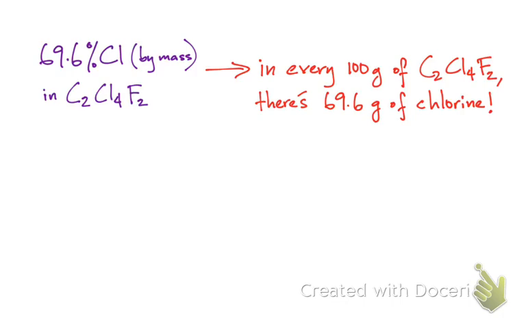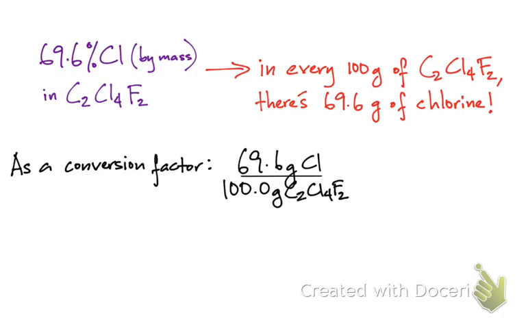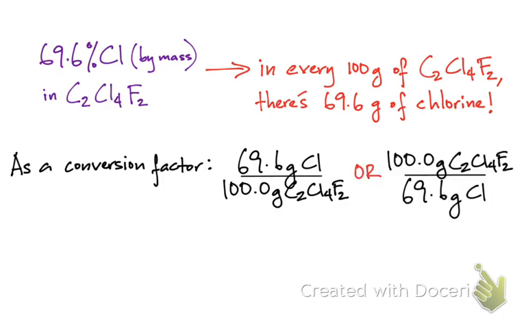That's the definition of percentage. You have 69.6% of chlorine by mass. So you can write this as a ratio or a conversion factor. You have grams of chlorine per 100 grams of the compound. Or you could also write this in terms of the reciprocal, which is 100 grams of the compound per 69.6 grams of chlorine. And again, we can look at this concept later on in the next video.